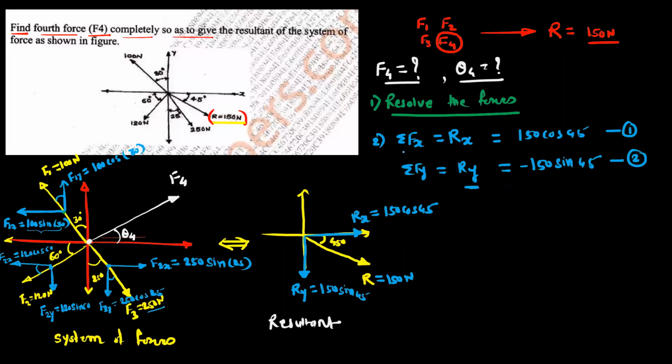Now we have to write the equation for summation Fx and summation Fy by observing this diagram, that is the system of forces. So we have to resolve F4, which is the unknown force. This is F4x and this is F4y. Now write the equation for summation Fx and summation Fy.